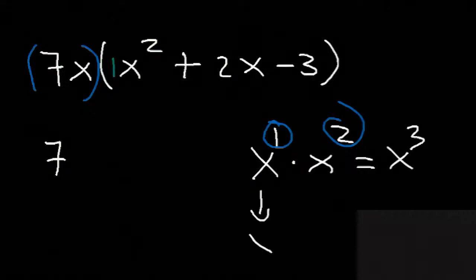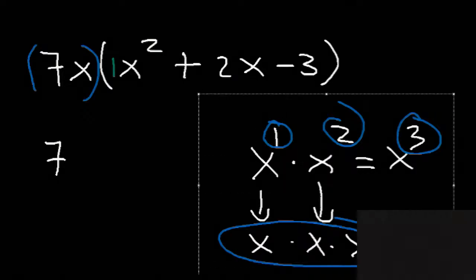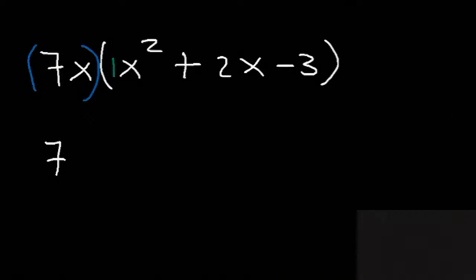X to the first power is simply x. X squared is x times x. Together, you have a total of 3 x's multiplied to each other. That's why it's x cubed. Therefore, 7x times x squared is 7x cubed.